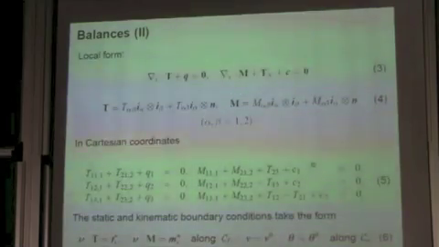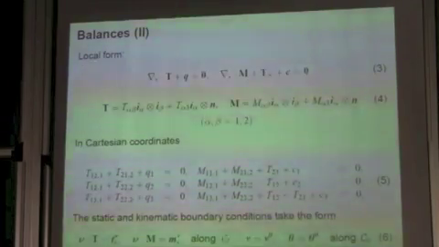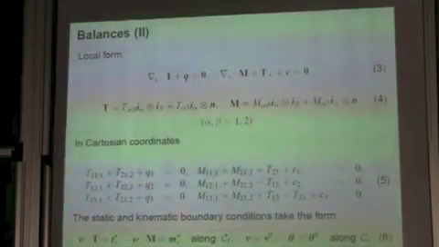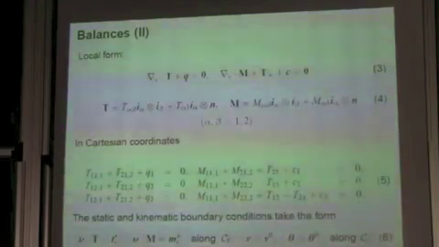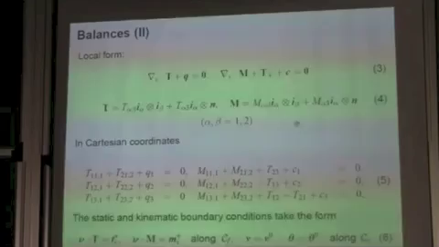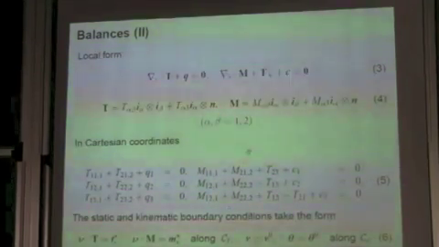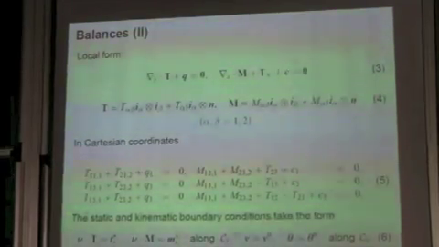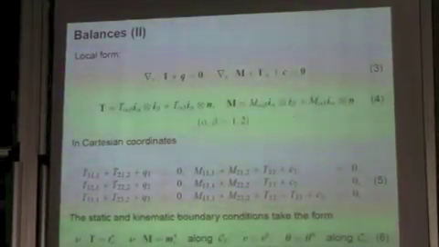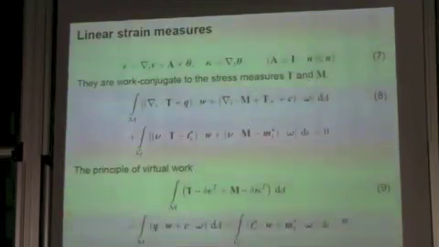Here is the local form instead of the integral form, which was on the previous slide. And you see here the tensors T and M. That means the force tensor and the couple tensors are given in a more general form than in the classical theory, for example, in the Kirchhoff or Love type theories. These are the representation in Cartesian coordinates. And finally, we have to introduce static and kinematic boundary or also mixed boundary conditions as shown here.